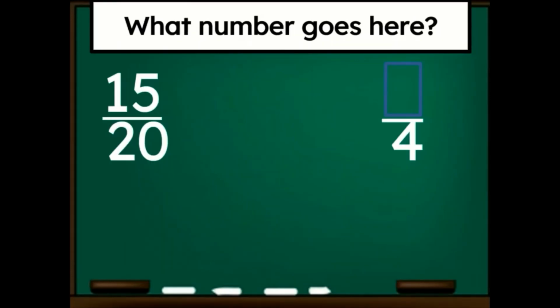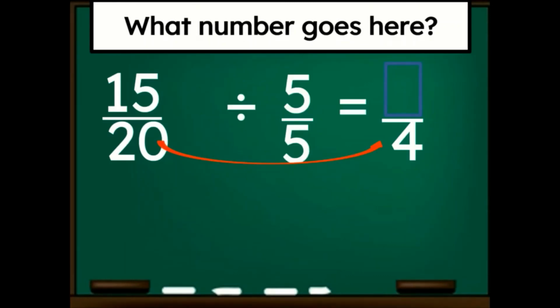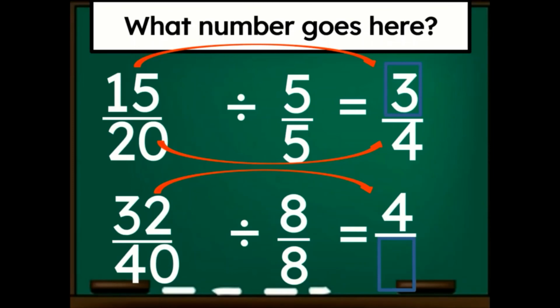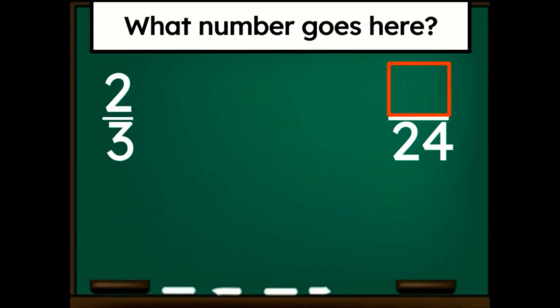So what number goes here? Well, we've got to look. What am I going to divide 20 by to get 4? And that's going to be 5. So I've got to do the same on the top. And if I divide 15 by 5, I get 3/4. This one, well, what have I divided 32 by to get 4? And that's 8. So I divide top and bottom by 8, and 5 8s are 40, so that's 4/5.